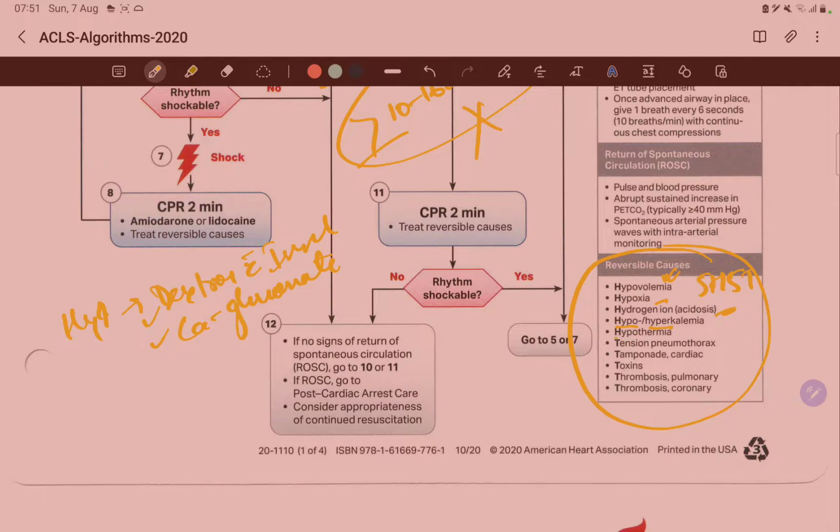Now in hypothermia we'll check the temperature. If there is hypothermia, we'll arrange for warming, right? Now there are the Ts, that is tension pneumothorax and cardiac tamponade, very important. Toxins we will see in the color. We expose the patient and we see the color.